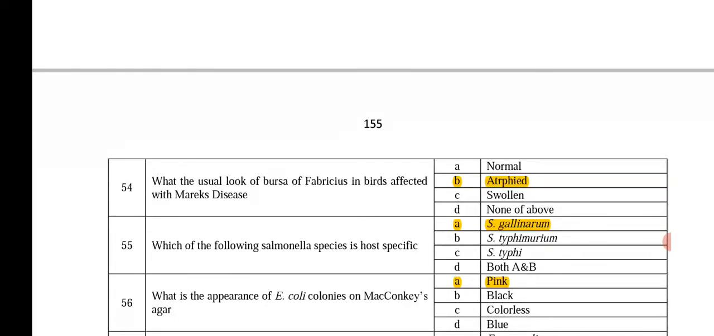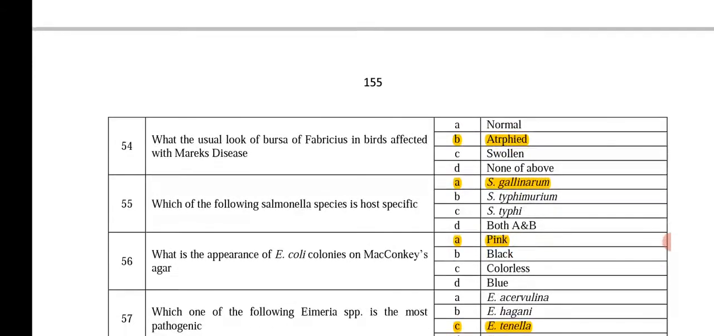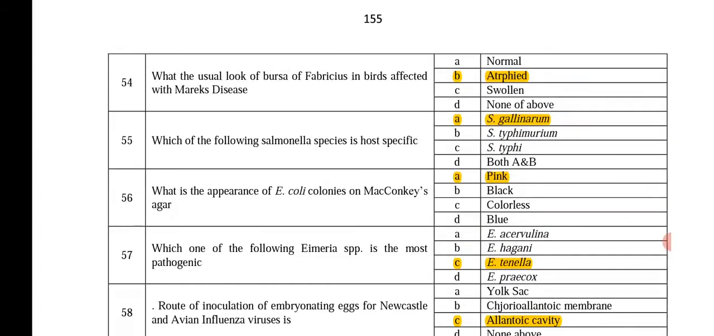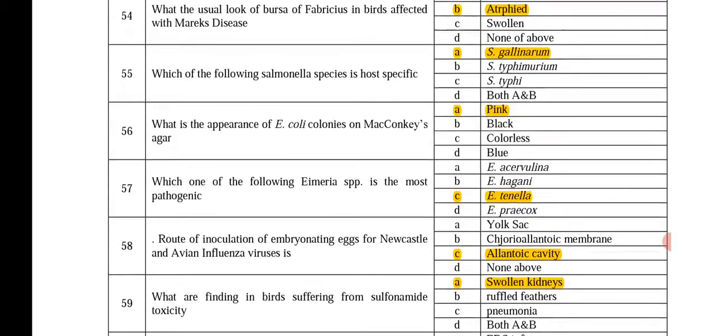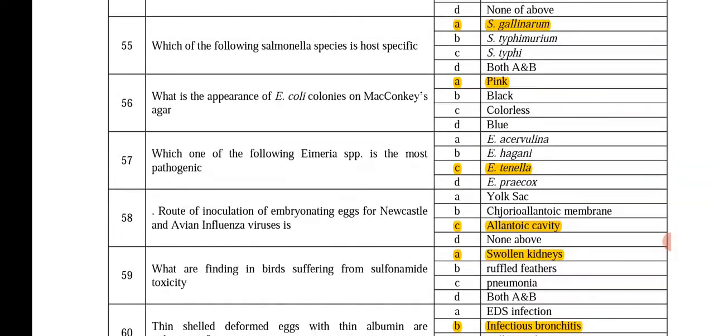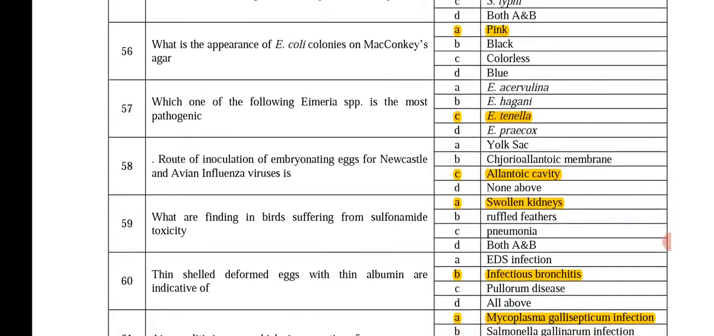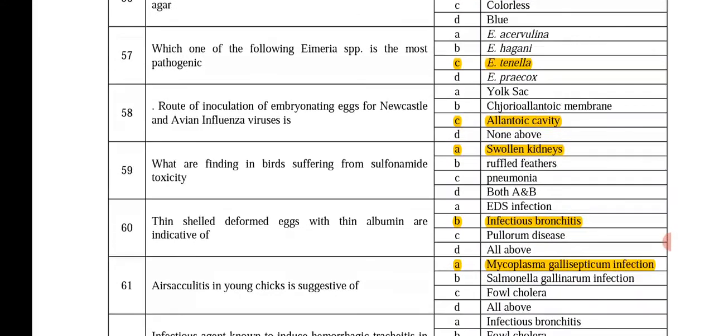What is the usual look of the bursa of Fabricius in birds affected with Marek's disease? Atrophied. Which of the following Salmonella species is host specific? Salmonella gallinarum. What is the appearance of E. coli colonies on MacConkey agar? Pink. Which of the following Eimeria species is the most pathogenic? Eimeria tenella. The route of inoculation of embryonated eggs for Newcastle disease and avian influenza viruses is the allantoic cavity.